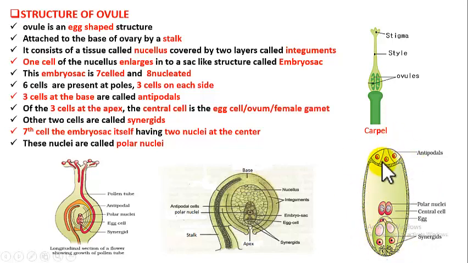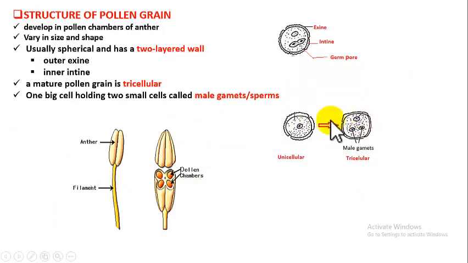Of these 7 cells, the most important cell is this one, this egg cell. It is the female gamete of the plants. So the female gamete is present in the embryo sac of the ovule, and ovules are present inside the ovary of the carpel. Understood, students? I hope you understood. And the male gametes, where are they? They are inside the pollen grains, and pollen grains are inside pollen chambers. Pollen chambers are inside the anther.